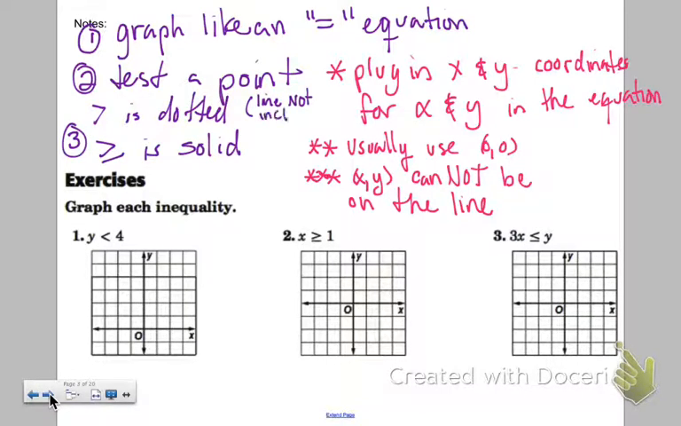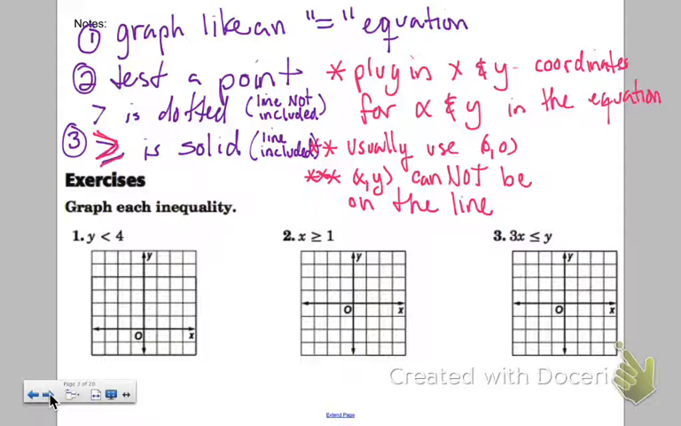Greater than or less than is a dotted line, so the line is technically not included, like in football, if you touch the line, you're out of bounds. The line is not included in the playing field. A less than or equal to sign is included. So that means, that's like tennis, where the ball can hit the line and that's still inbounds.